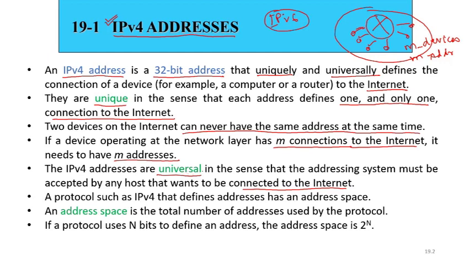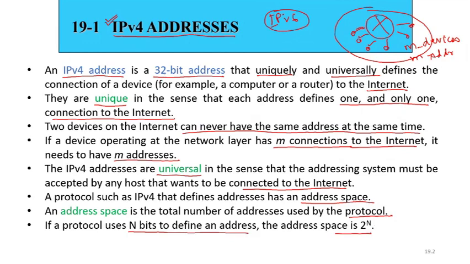It is universally adopted. A protocol such as IPv4 that defines the addressing has an address space. What is the address space? An address space is the total number of addresses that can be used by the protocol. If a protocol uses n bits to define an address, the total address space will be 2 to the power n.